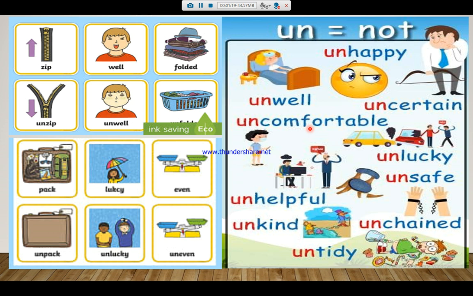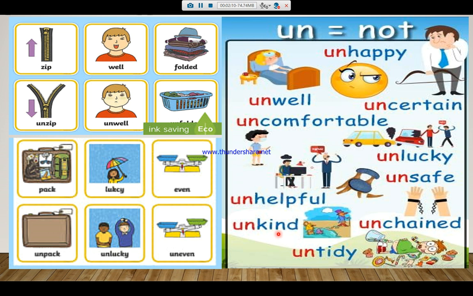Comfortable. And now we're going to put the prefix un, which means not. So it will be uncomfortable. And then the man here is unlucky, he's not lucky at all because he's having an accident. So unlucky. We need someone to help us, so he is going to be helpful. But when we put the prefix un or the beginning un, which means not, it will be unhelpful. So the man is unhelpful, which means that he is not helpful.